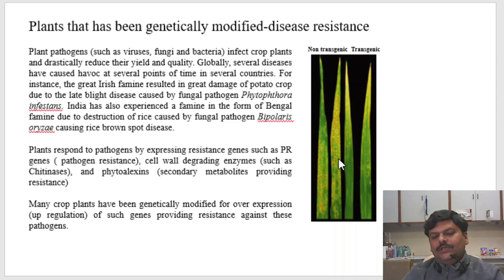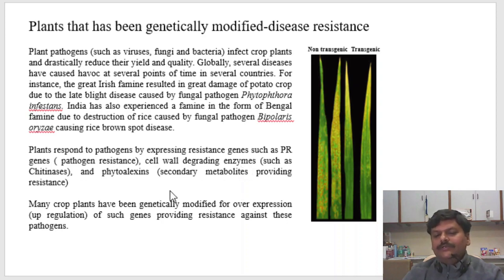So most of the time there are R genes, also called PR genes, for pathogen resistance. These code for cell wall degrading enzymes such as chitinase. I'm sure you know the cell wall in plant cells is made up of cellulose and hemicellulose, but in the case of fungi, the cell wall is made up of chitin, which is again a polymer, and there are genes which code for enzymes called chitinases.